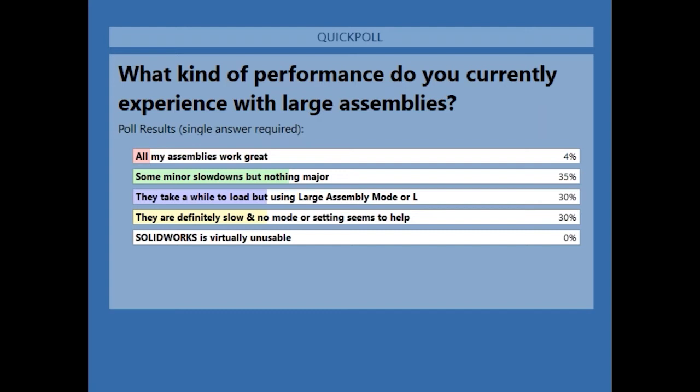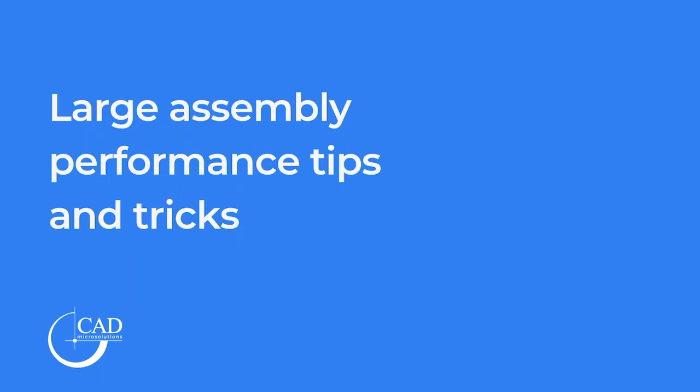All right, so just looking at the results here, it's pretty close actually, but we have most people with some minor slowdowns, but nothing major. We have some that are saying it takes a while to load, and they're definitely slow in some modes, or settings seem to help. So a few different responses across the board here, but I think that leads us perfectly into you taking us through your top 10 tips and tricks for large assembly performance improvements.